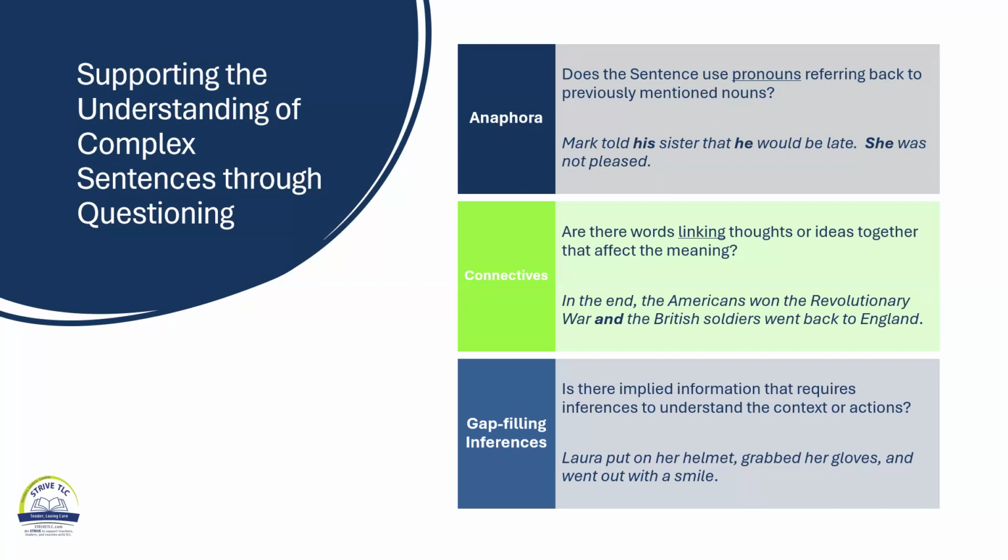So are there words linking thoughts or ideas together that affect the meaning? In the end, the Americans won the Revolutionary War and the British soldiers went back to England. So when we see that linking word "and" in there, we may need to talk about what's happening in the first part of the sentence and then what's happening in the second part of the sentence, especially if it holds a lot of meaning for our big questions within the text that we're reading.